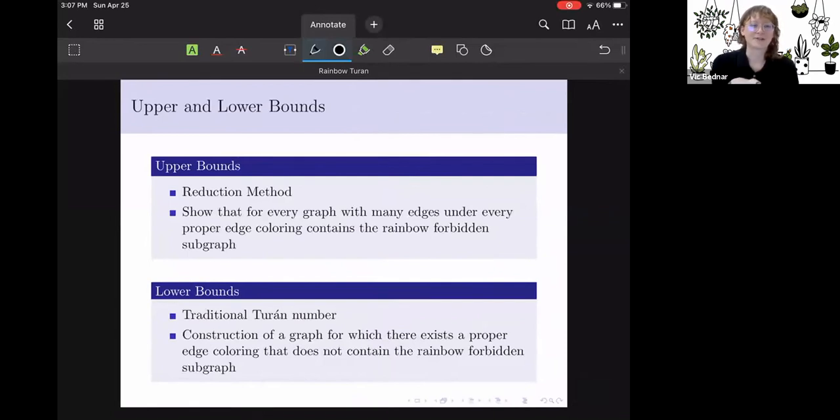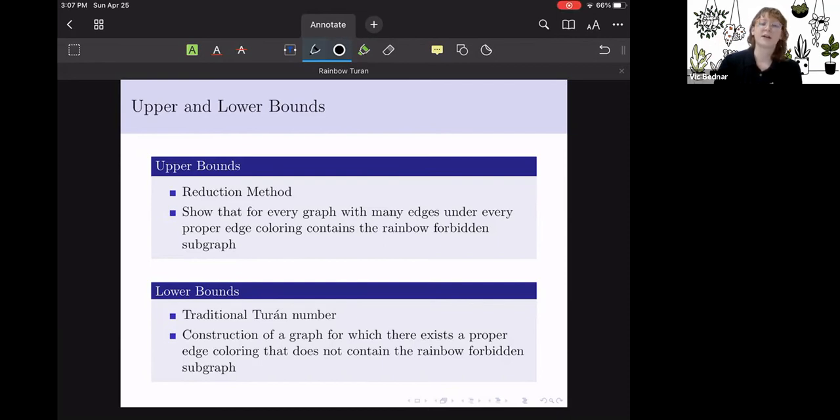This is partially a reiteration of what I said a couple of slides ago. When we want to find an upper bound, we have to show that every graph with our upper bound number of edges and every proper edge coloring of all of those graphs all contain our rainbow forbidden subgraph. So that's a lot to prove. Or we can use the reduction method, try to augment our graph and use a traditional Turán number and get an upper bound that way.